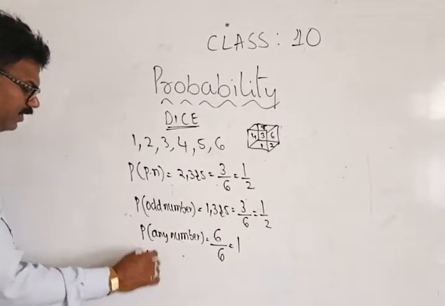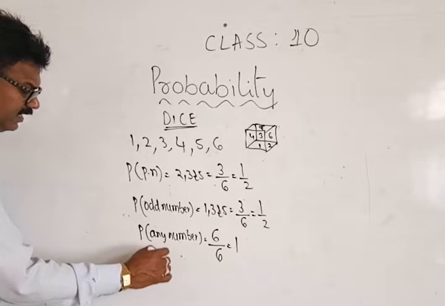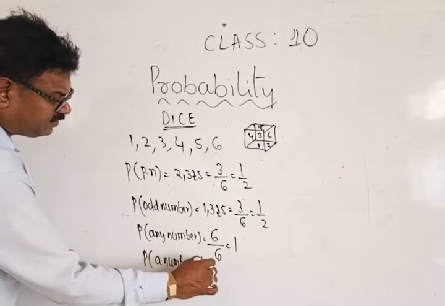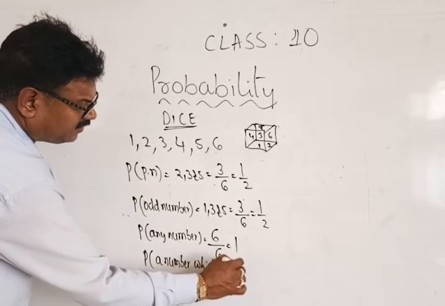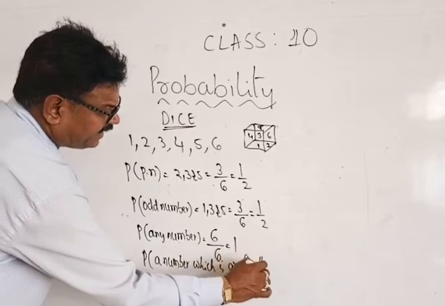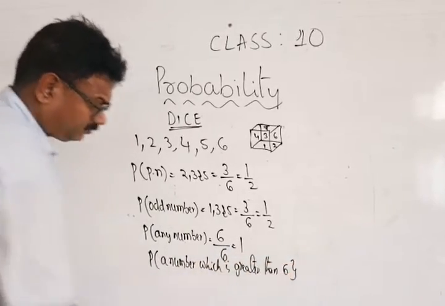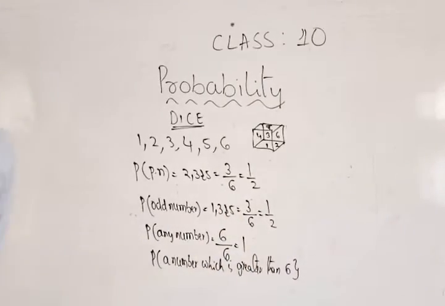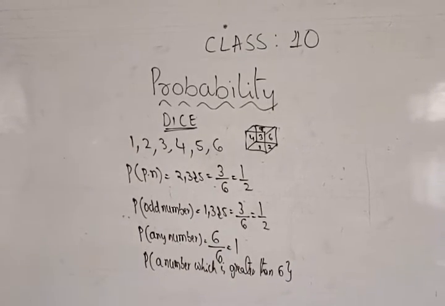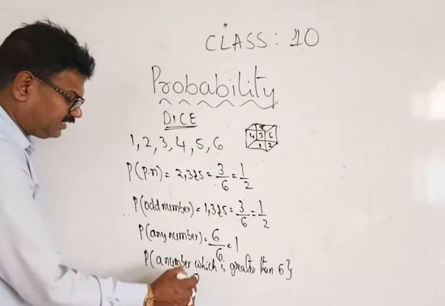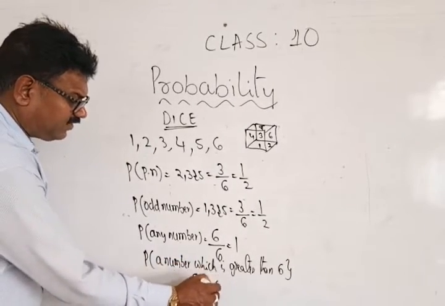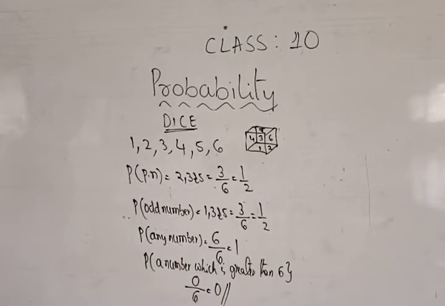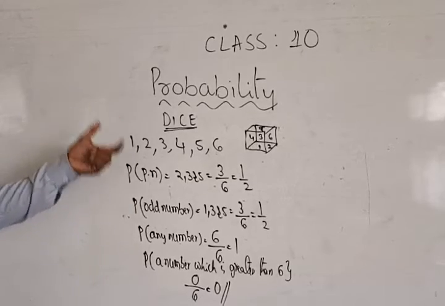Next, the probability of a number which is greater than 6. A number which is greater than 6. Is there any number which is greater than 6? No number. Therefore, what is the answer? 0 by 6. It is nothing but 0. Okay? This is about the dice.